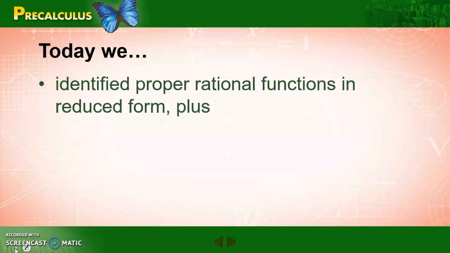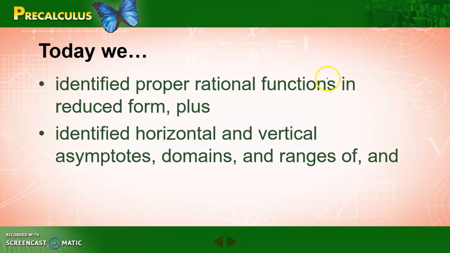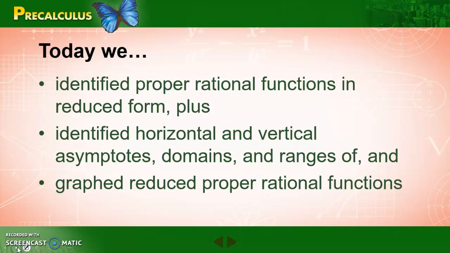Today we identified proper rational functions in reduced form. Plus, we identified horizontal and vertical asymptotes, domains, and ranges, and we graphed reduced proper rational functions. In our next lesson, we're going to take a look at the rest of the rational function realm, the ones that aren't proper and aren't reduced. If you guys have any questions, be sure to write those down and ask me next class.